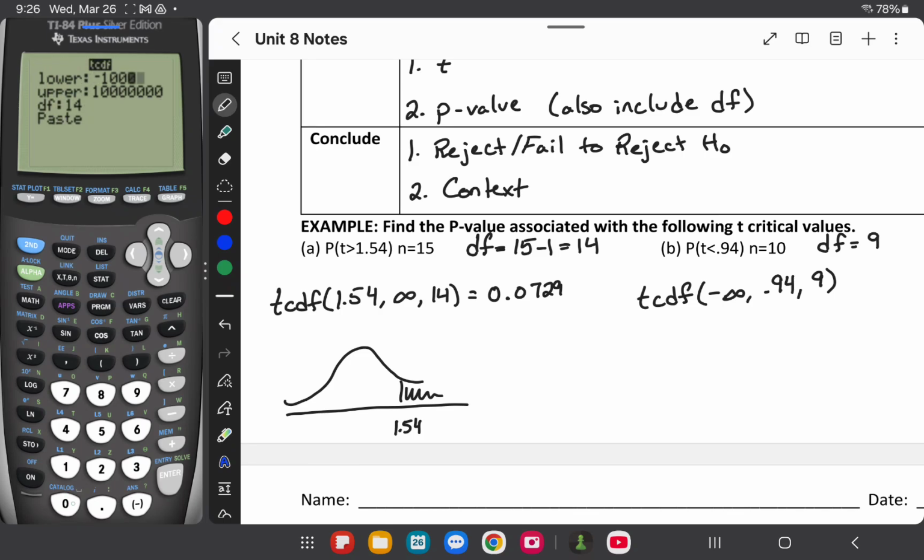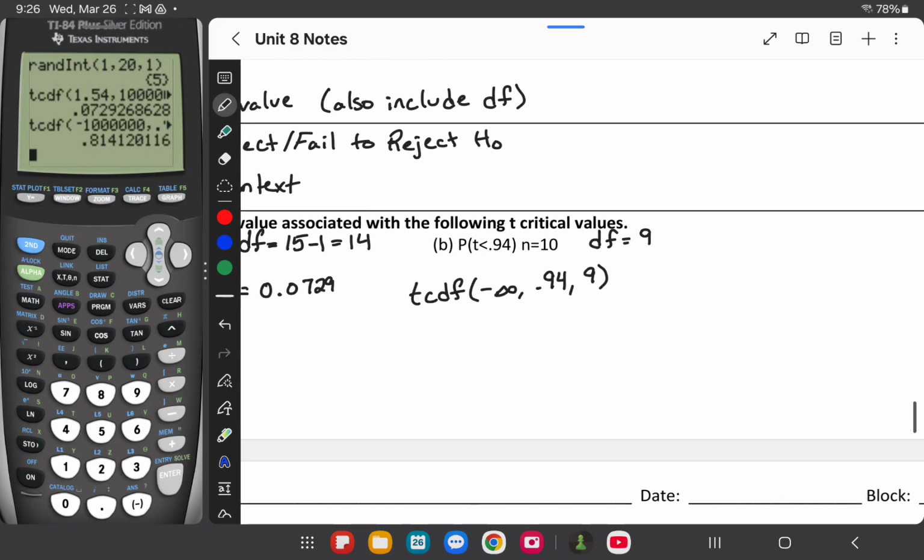So I'm going to pick something, again, very, very small. Upper 0.94, and now degrees of freedom, don't forget to change that to now be 9, is going to tell us that our area to the left is going to be 0.814. So definitely going to be failing to reject in this case, regardless of significance level. You would never have a significance level that was really higher than probably 15 or 20% realistically.